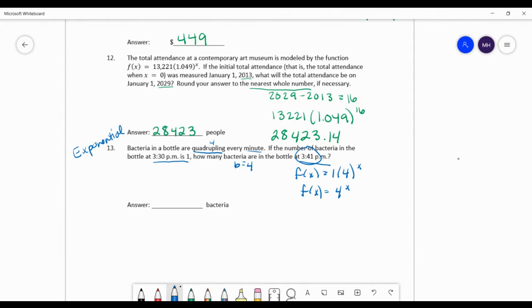So how many minutes have passed from 3:30 to 3:41? That would be 11. So we're going to plug in 11, 4 to the power of 11. We're looking for a pretty big answer here. So let's see, we get 4,194,304 bacteria.